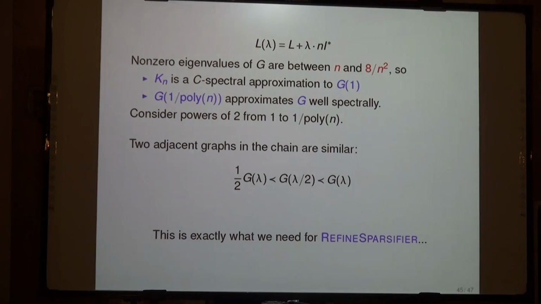One can also show, and this is a chain of graphs. One endpoint of the chain looks very much like G, the graph that we want to sparsify. The other endpoint of the chain is a very simple graph. It's a graph that's approximated well by the complete graph. So it will serve as our crude sparsifier. Furthermore, two adjacent graphs in this chain are similar, because if you decrease lambda by a factor of 2, it is not hard to see that two adjacent graphs basically sandwich each other spectrally up to a factor of 2.